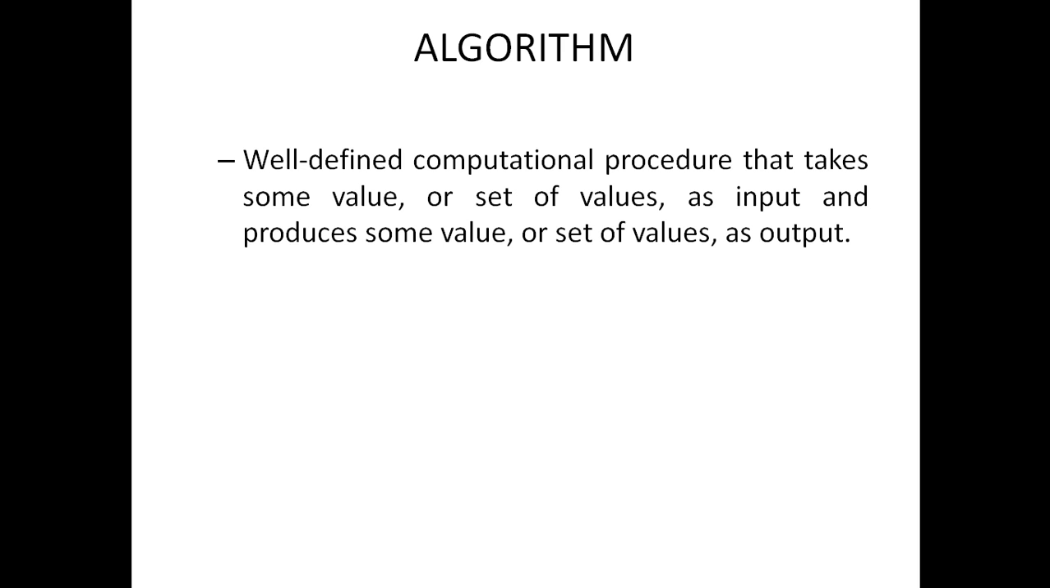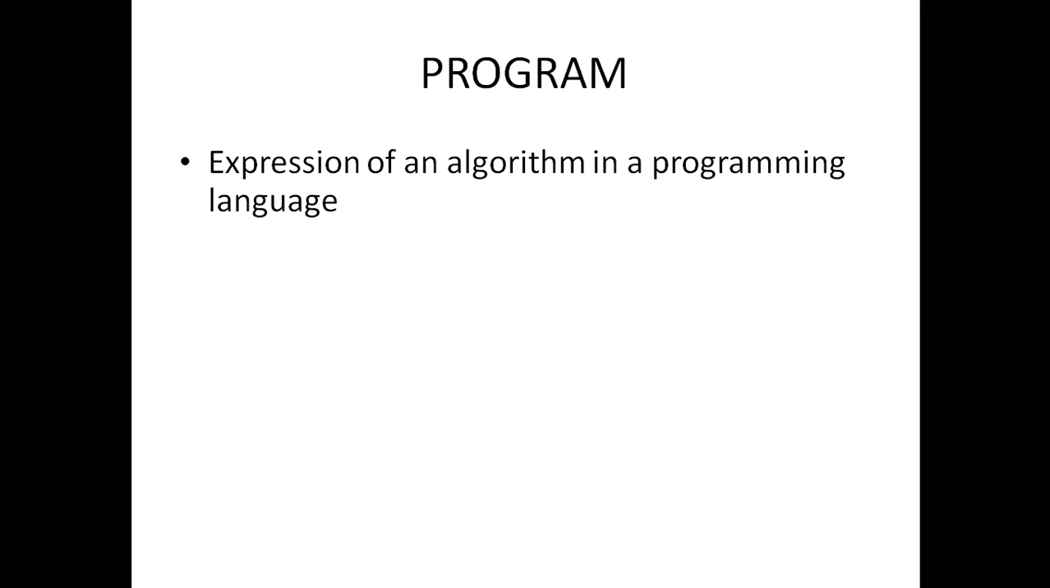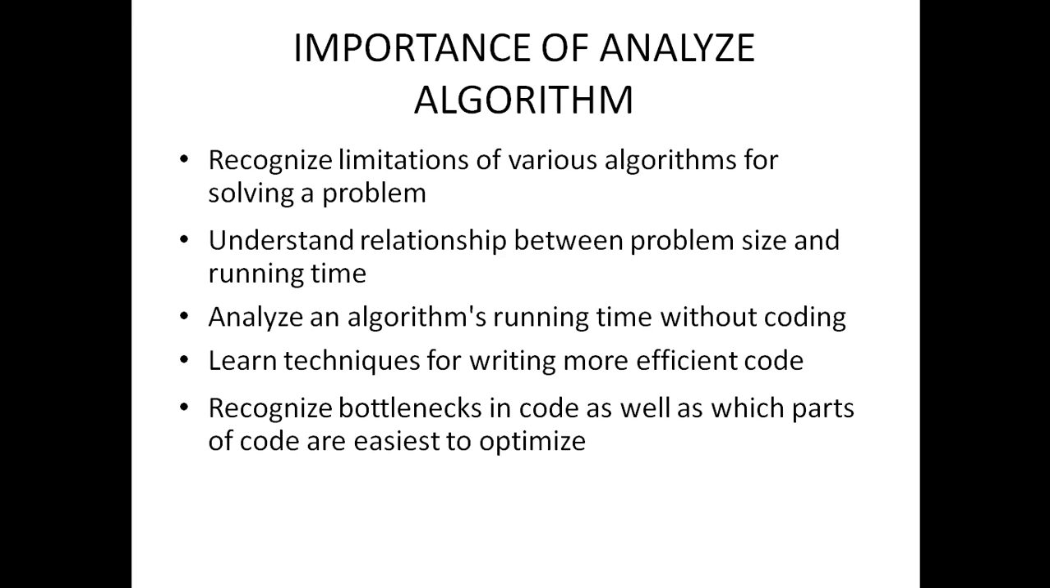First, an algorithm is a well-defined computational procedure that takes some value or set of values as an input and produces some value or set of values as an output. A program is an expression of an algorithm in a programming language. So, an algorithm lays the basic foundation for any program.